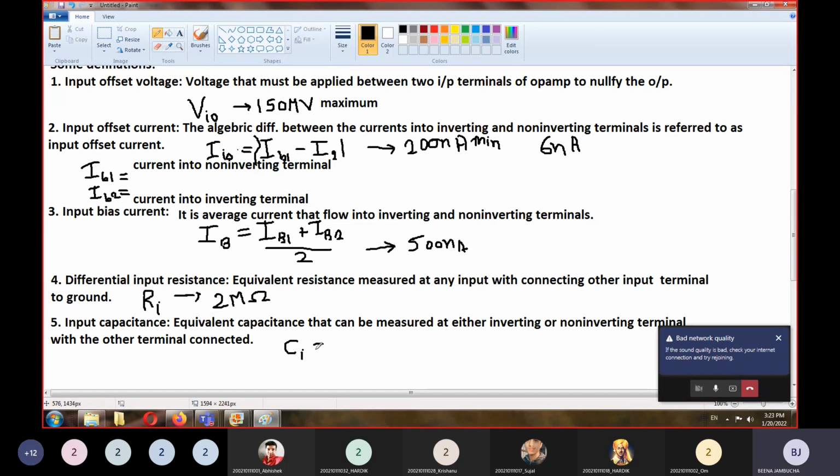Its typical value is, so I'm not writing equal to, 1.4 picofarad. So I think it is clear to all up to these definitions. In next lecture we will go through some more definitions, some more parameters, because in one lecture I think you will not be able to get all these things.